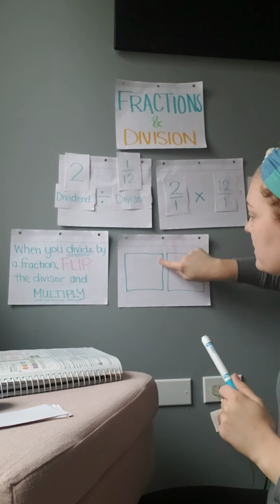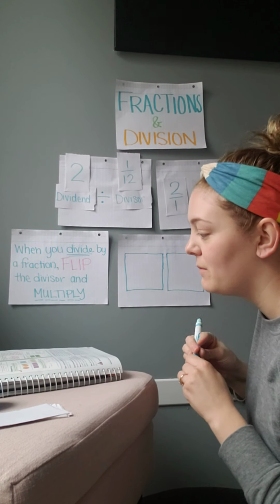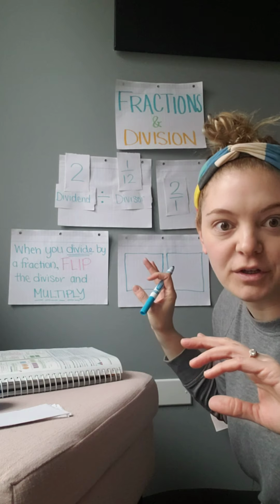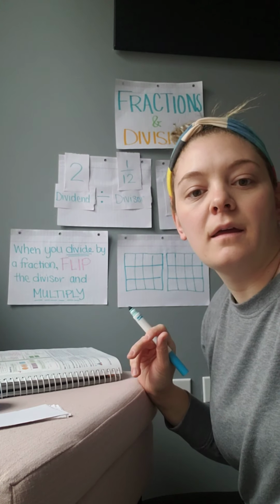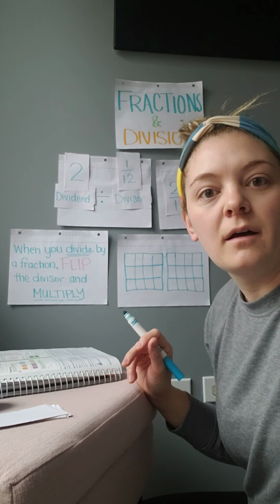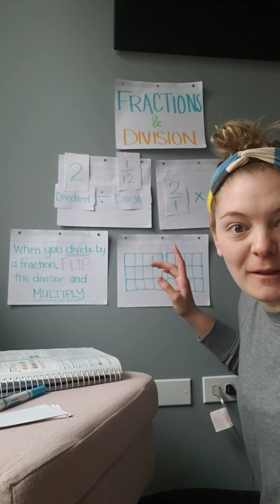Now let me show you how it happens here. I've got 2 big squares. I'm dividing them into 12ths. Bear with me, I'm going to pause and show you because this is going to take me a while. Give me 1 sec. Are we back? Oh gosh, I'm so bad at this. Okay, it took me a little bit longer to think about it.